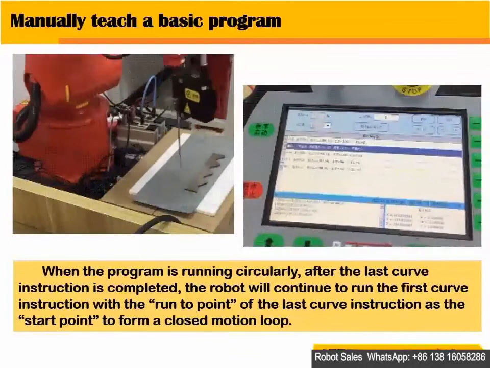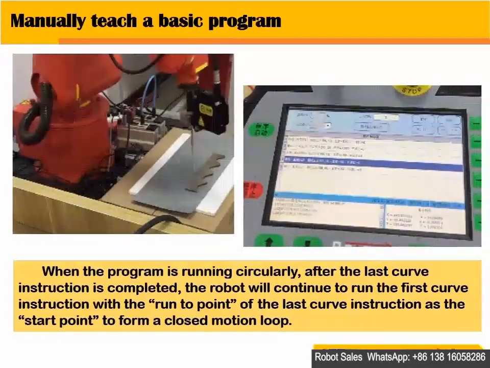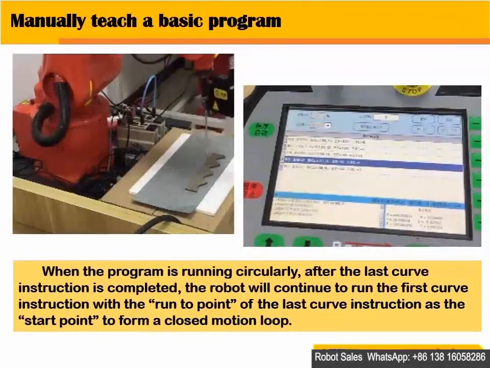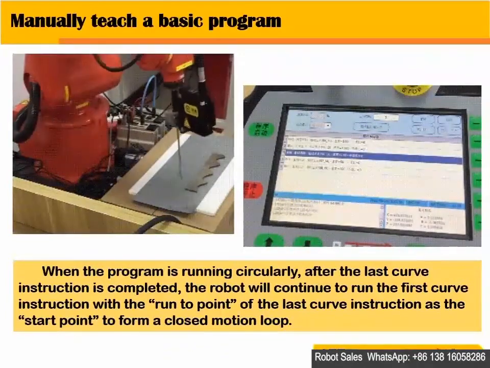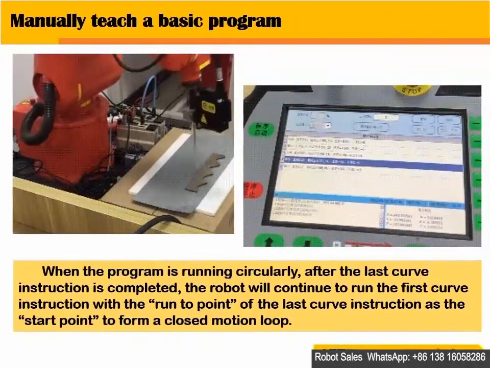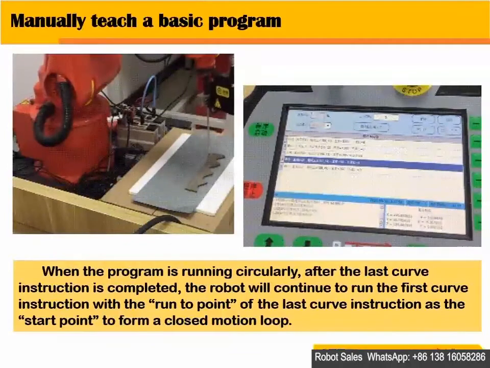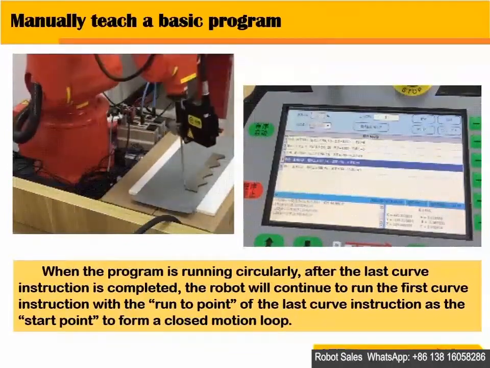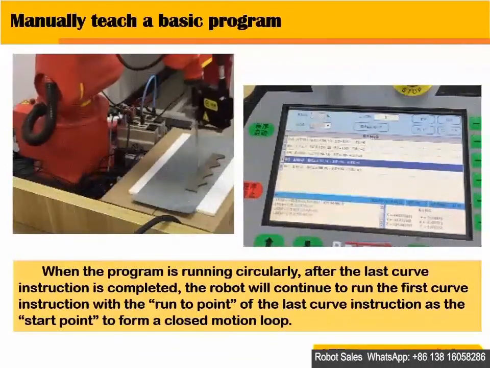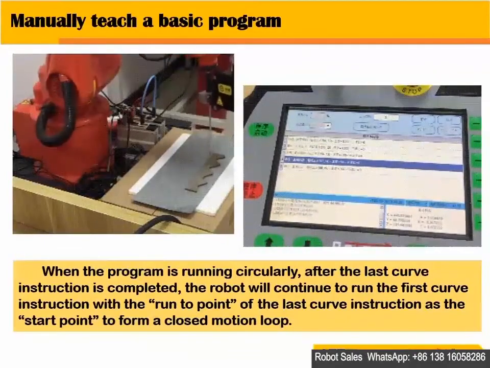Pay attention here. When the program is running circularly, after the last curve instruction is completed, the robot will continue to run the first curve instruction with the run-to point of the last curve instruction as the start point to form a closed motion loop.